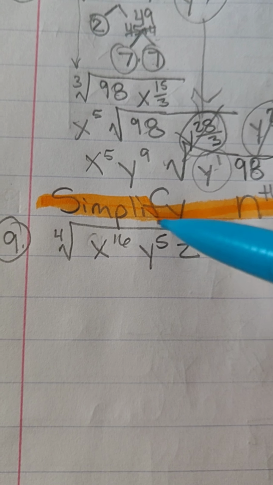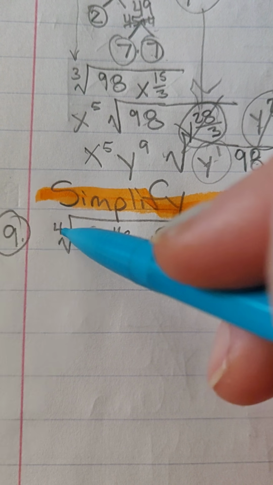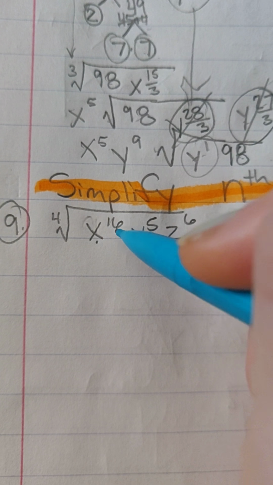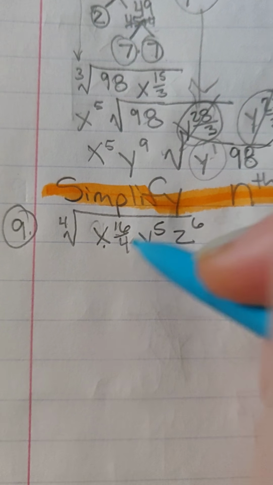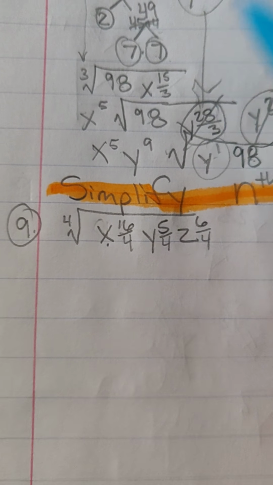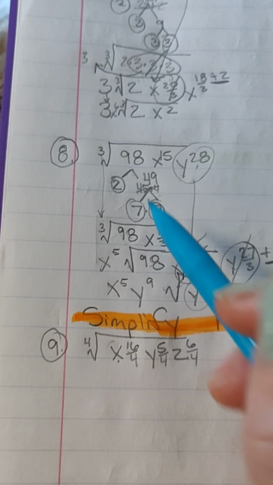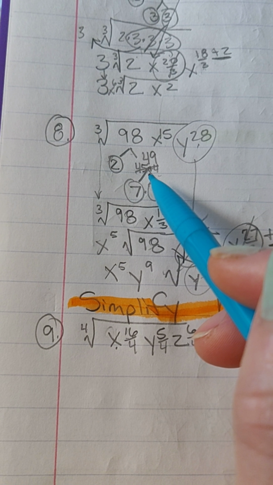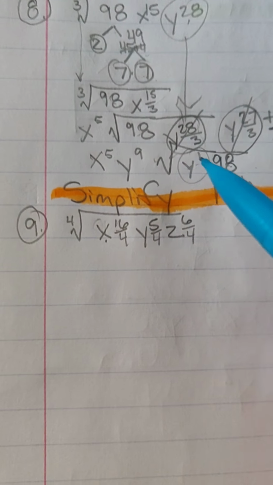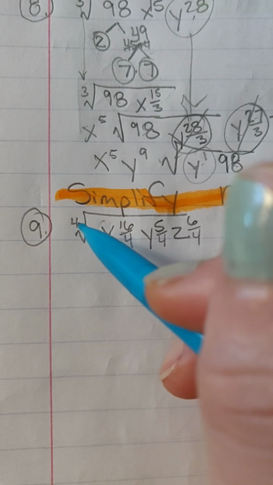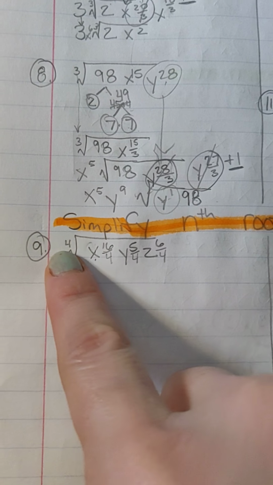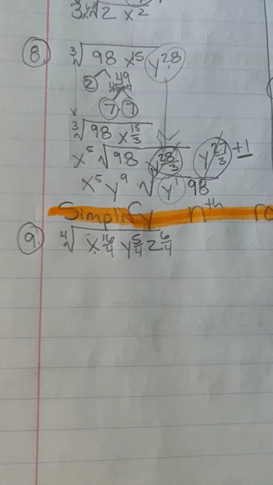And I've got to find 4 things that are the same. So x to the 16th, I can divide that by 4. I'm going to divide this one by 4, and I'm going to divide this one by 4. So numbers, you always want to make a factor tree. Otherwise, you're going to screw up like I did on number 6. And then letters, you just divide by that number out front. So now that we're on the nth root, we're not going to have a 2, we're not going to have a 3, we can have any number.